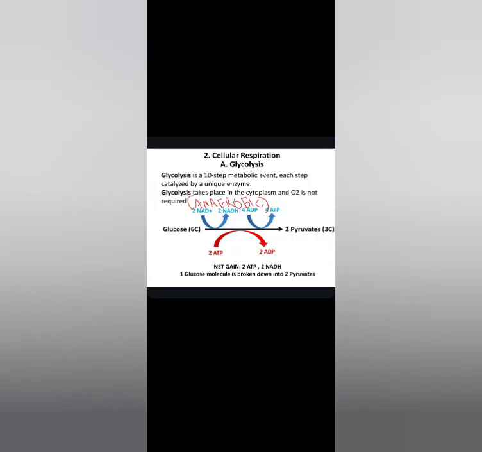Which is why we say that the net gain of glycolysis is 2 ATPs and 2 NADH. Again, the distinction: you are making 4 ATP, but you are spending 2. So the net gain of glycolysis is 2 ATP. Does that make sense for everyone?